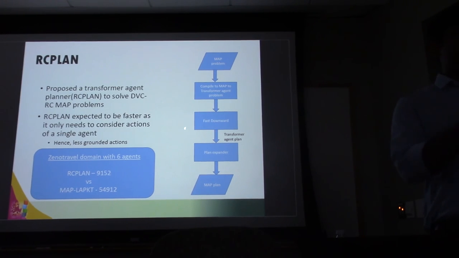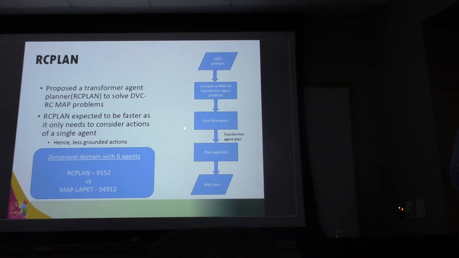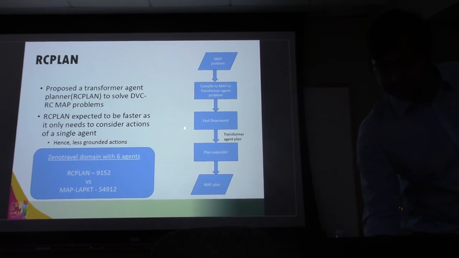Fast Downward is basically a version of Fast Forward. It's actually a planner that has a large number of heuristics. But Fast Forward is a specific heuristic-based planner. Okay. This is actually a framework for planning. You can add new heuristics and stuff like that.